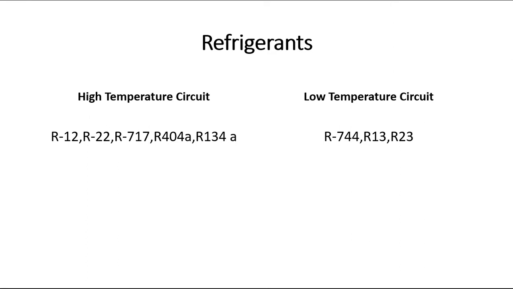Now in cascade system, we will be using two different circuits. One is a high temperature circuit and another one is a low temperature circuit. In the high temperature circuit, we will be using refrigerants like R12, R22, ammonia, R404A, R134A. Whereas in the low temperature circuit, we will be using refrigerants like carbon dioxide, R13 and R23.